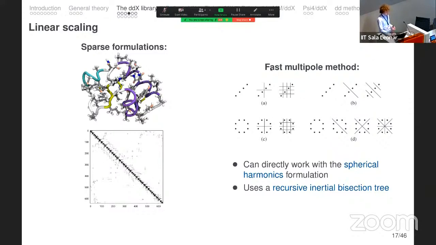Or we have our fast multipole library, which is an in-house fast multipole library. It uses a different tree. Instead of dividing the space in boxes, we use a recursive inertial bisection. So we cut in half by trying to minimize the moment of inertia. And this gives more balanced trees, and we found out it works quite well for these cavities made of spheres. And also this library directly works with the spherical harmonics that we use also to discretize our differential and integral equations.